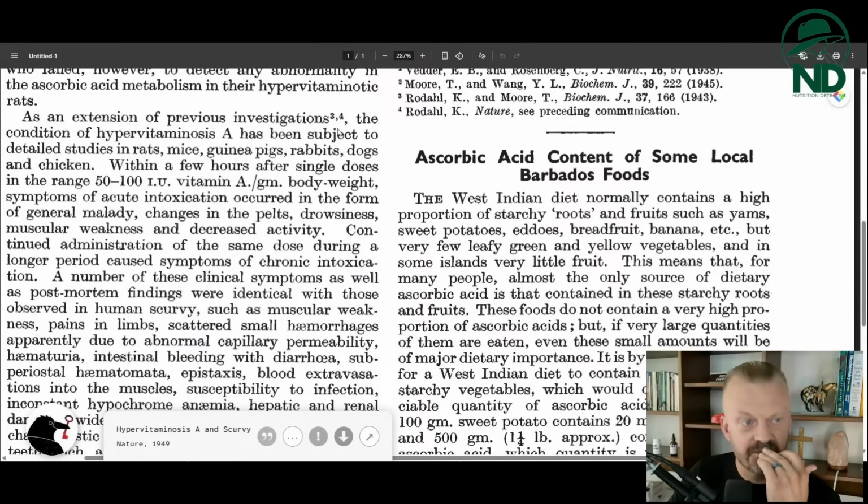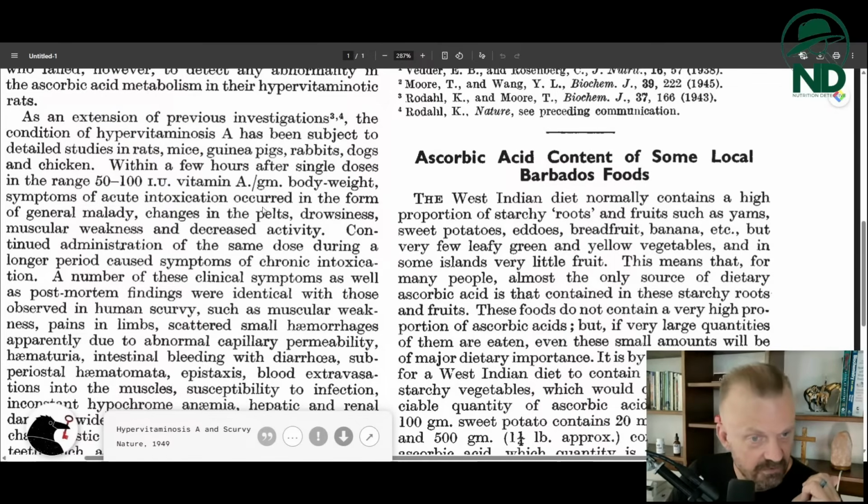The condition of hypervitaminosis A has been subject to detailed studies in rats, mice, guinea pigs, rabbits, dogs, and chicken. That's what he did. Within a few hours after a single dose, in the range of 50 to 100 IU vitamin A per gram body weight, symptoms of acute intoxication have occurred in the form of general malady, changes in the pelts, drowsiness. Wow, their pelt changed in hours. Drowsiness, muscular weakness, and decreased activity. Continued administration of the same dose during a longer period caused symptoms of chronic intoxication. A number of these clinical symptoms, as well as post-mortem findings, so the autopsy, were identical with those observed in human scurvy, such as muscular weakness, pain in the limbs, scattered small hemorrhages, apparently due to abnormal capillary permeability.